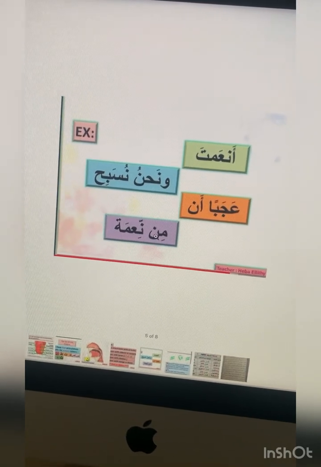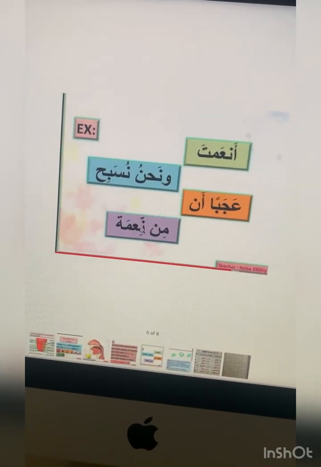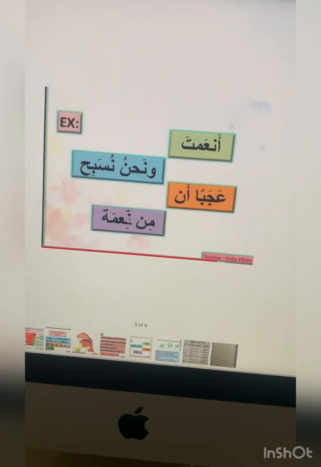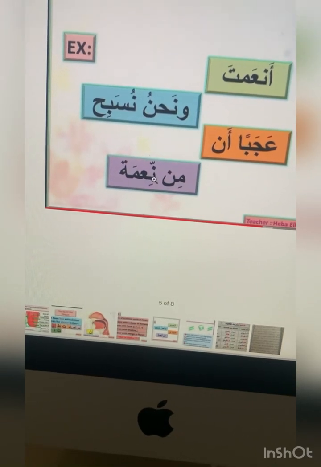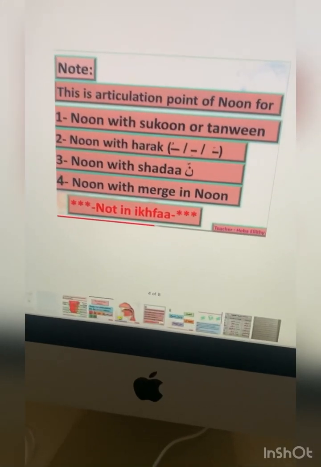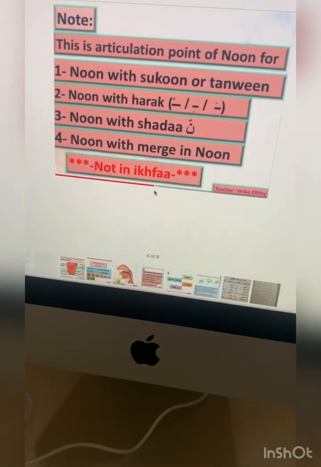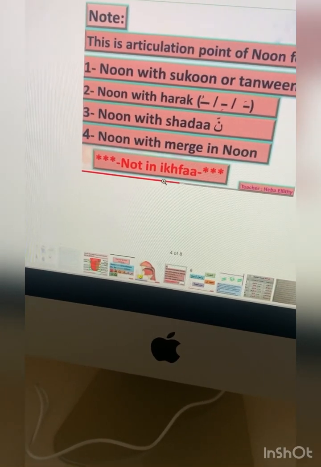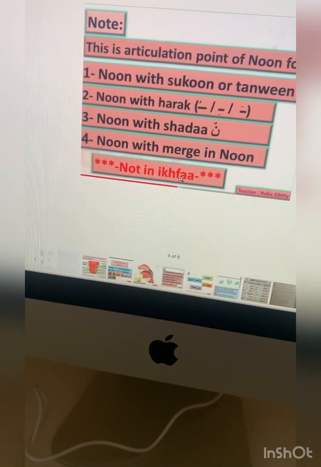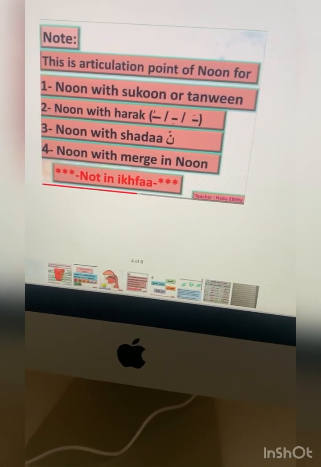The fourth one is when noon is merged into the following noon, idgham of noon into noon. It means merging this noon into the following first letter, which is noon. In this case, the second noon needs to be clearly pronounced, using the same process that I talked about. This process cannot be used for ikhfa, because ikhfa is something else, and we're going to discuss ikhfa in another lesson, inshallah.